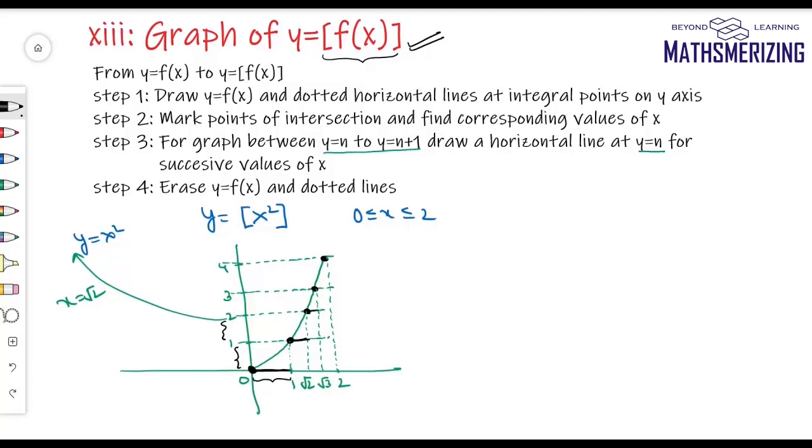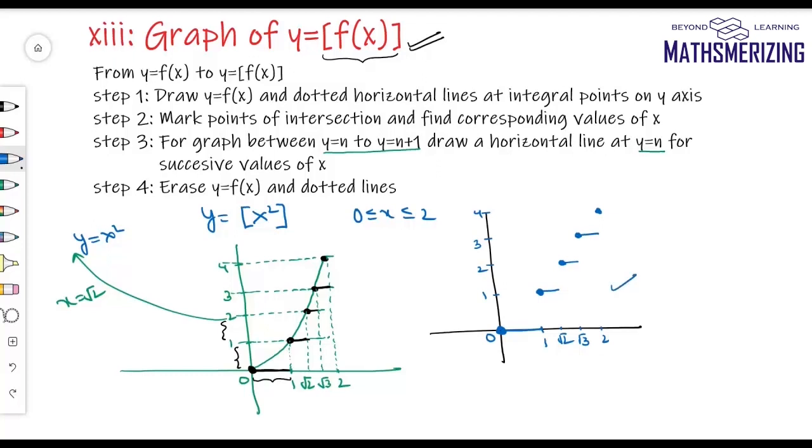In the same way at root 3, in the same way between root 3 and 2. So the graph in black is actually your graph of greatest negative function of x square. So fourth step is erase graph of y equals to fx and dotted line. So that means I'll redraw this graph. That's the graph of y equals greatest negative function of x square. I'll take up another one.